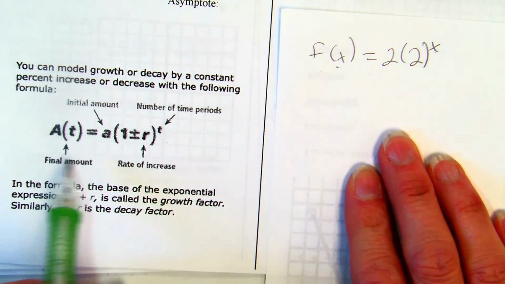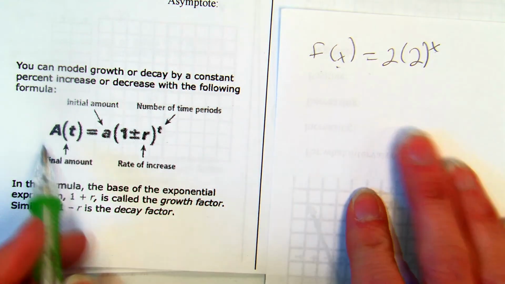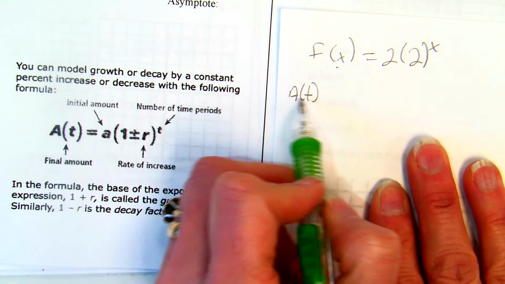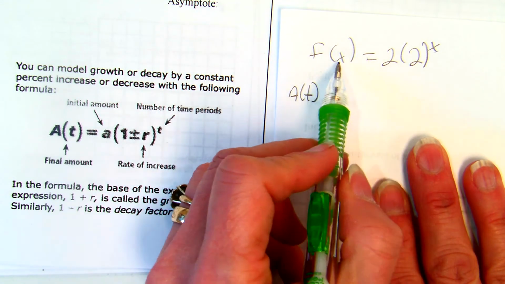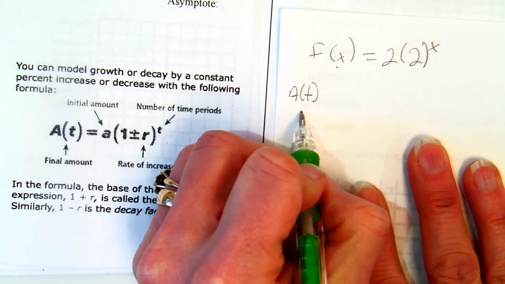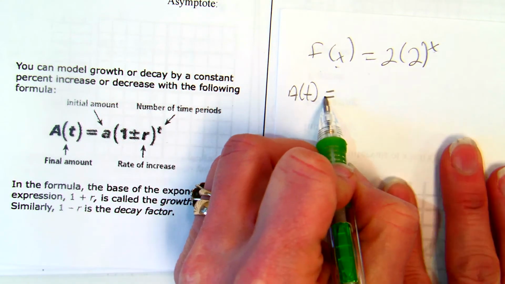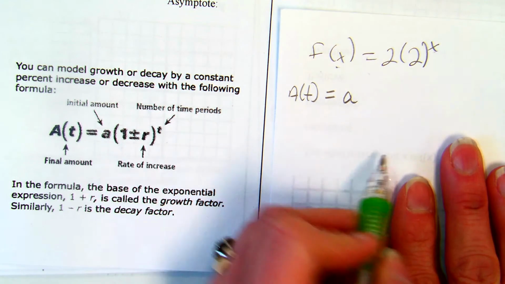In this formula, we don't have x's and y's. We have A of t. What's A of t equivalent to up here? F of x. So that A of t is going to be your y value, okay?